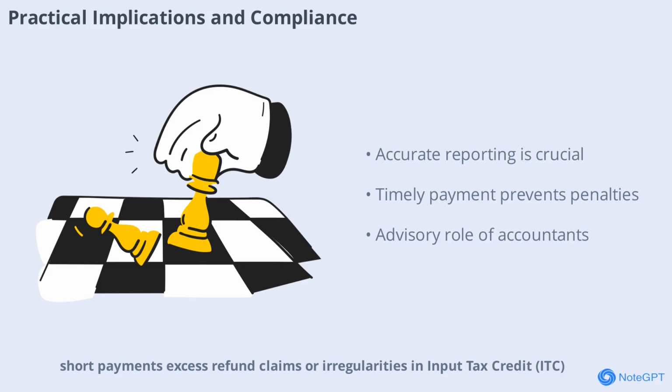In practice, Section 73 notices are commonly triggered by late GST payments, short payments, excess refund claims, or irregularities in input tax credit, etc. To avoid these, businesses must ensure accurate reporting and timely payment of taxes. Noncompliance can lead to significant financial penalties and disrupt cash flow. Chartered accountants play a vital advisory role, helping businesses navigate complex regulations and minimize exposure to liability. Ultimately, diligent tax management and a proactive approach to compliance are key to avoiding Section 73 pitfalls and maintaining business health.